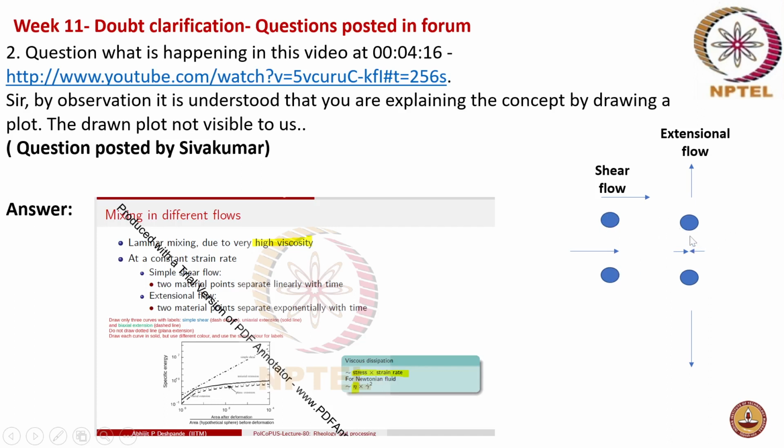Whereas in case of extensional flow, what happens is that the materials are pulled apart. If you consider these 2 points again, this point is pulled apart, and this point is also pulled apart. And during this extensional process, there is also a reduction in the thickness. So these two effects together make the flow exponential. That is, the separation effect is exponential in nature. That is what he was trying to explain.